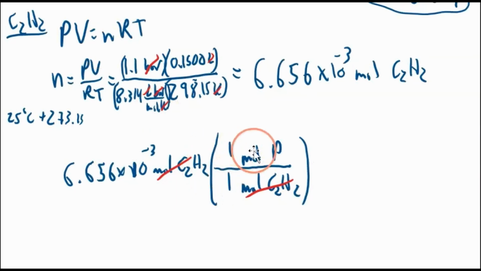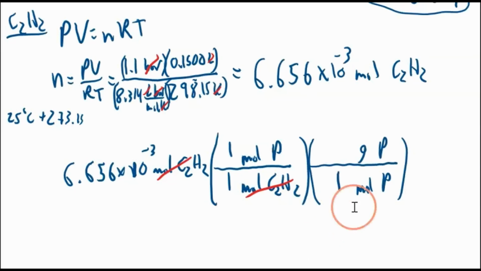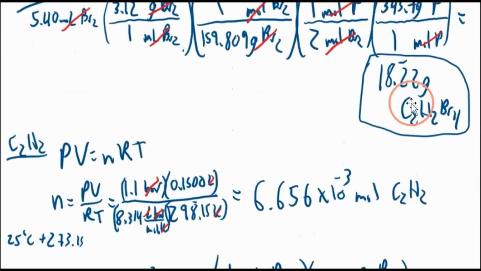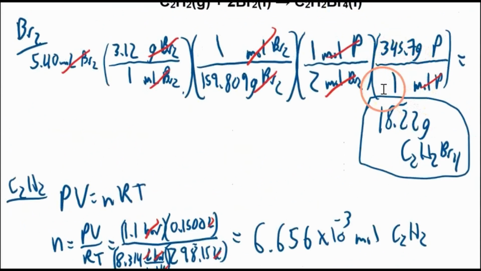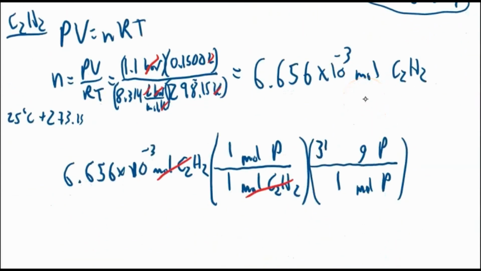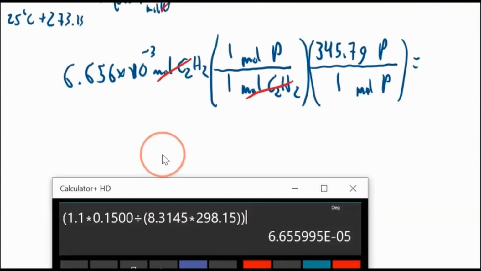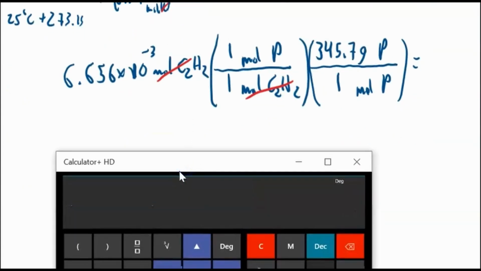Now that we have moles of our product, we don't want moles, we want mass. So we want to cancel out moles of product and get grams of our product. For every 1 mole, the product weighs 345.7 grams.